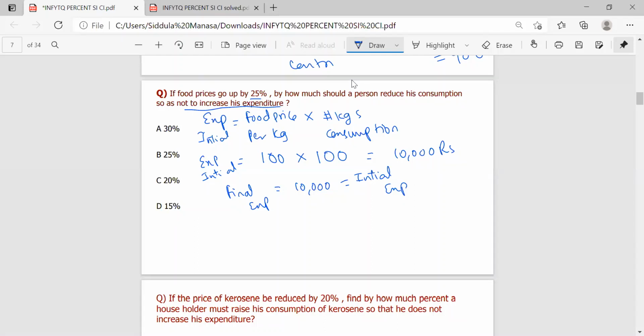Now, initially the food price per kg is 100. Now the food price goes up by 25%. That means on 100, 25% more, which means it will become 125.